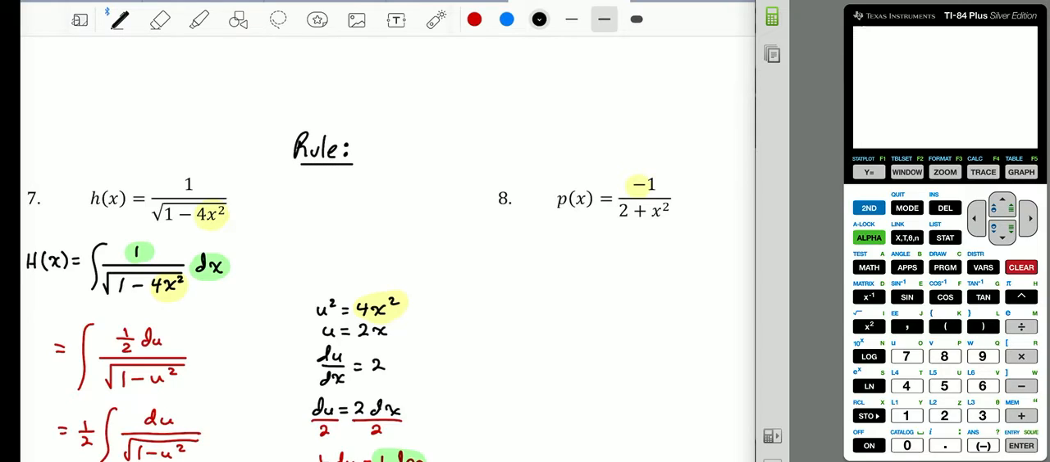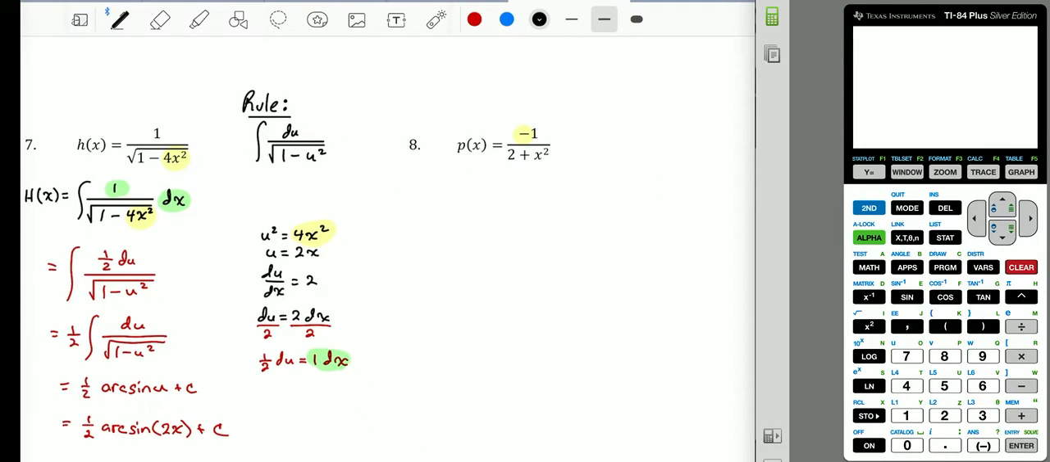All right, so the rule that we'd be looking for here is, oh, sorry, I almost wrote the wrong rule. du over the square root of 1 minus u squared. I'm kind of cutting to the chase though. The antiderivative of du over the square root of 1 minus u squared, and of course, as we know, that gives you arc sine of u plus c, or inverse sine of u plus c.